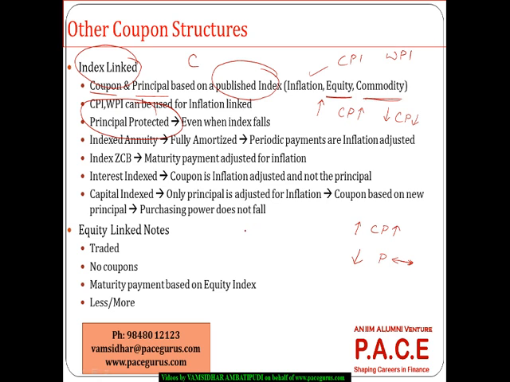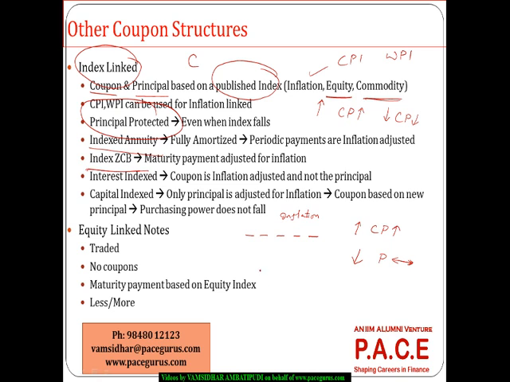And we could see a few more variants of these index linked ones. One, there is an indexed annuity kind of coupon structure, wherein all the payments are amortized fully, but the payments are completely linked with inflation. So the interest and the principal payments keep changing. The composition of the interest and the principal repayments keeps changing along with the inflation.